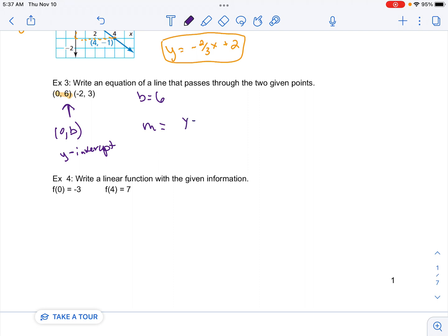So remember, y minus y over x minus x. So I have 6 minus 3 divided by 0 minus -2. Remember that the 6 and the 0 have to line up vertically because they're the same point. Kind of like the 3 and the -2. They're the same point, so they have to line up vertically there. So 6 minus 3 gives me 3. 0 minus -2 is +2. Now I can write my equation. y equals 3 over 2 x plus 6.